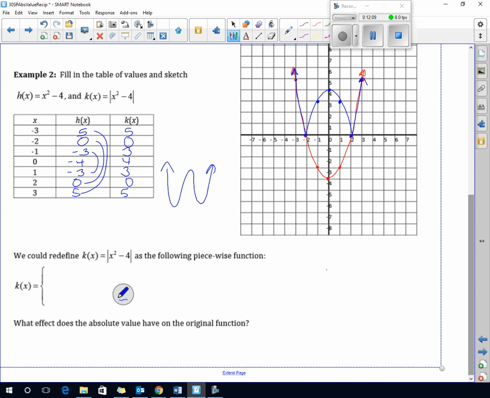Now this is the tricky part. But only when x is greater than or equal to 2, sure. And also when x is less than or equal to -2. Yes? Because it's this positive parabola on the left of -2 and on the right of +2.